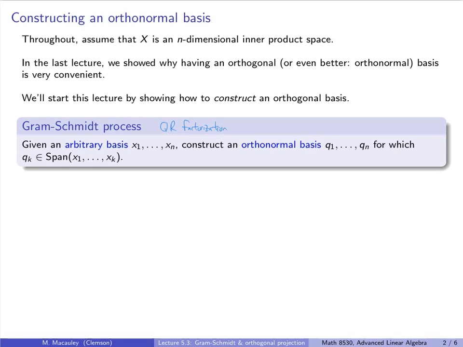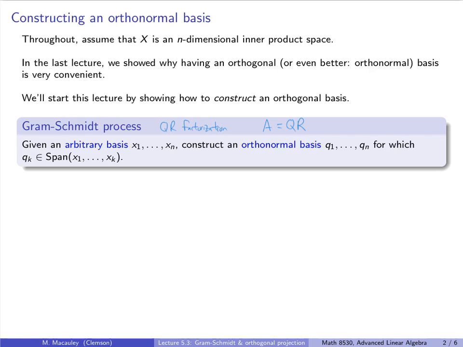of A. So if we have a square matrix that's invertible, whose columns you can think of as x1 up to xn, it's a way to write that as a product of a matrix with orthonormal columns Q times an upper triangular matrix R. So more on that in a bit.